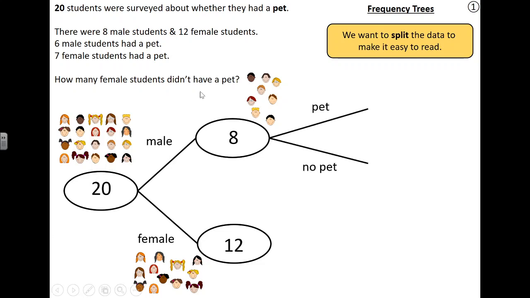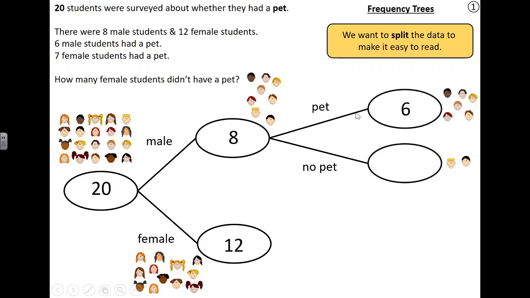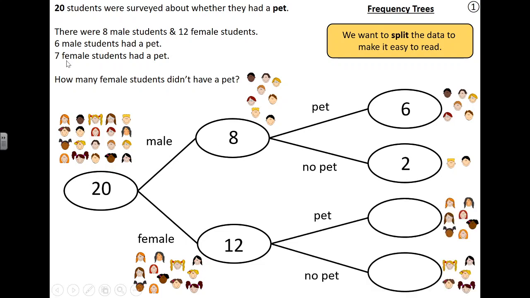Okay, so 6 male students had a pet. So this number here is whatever we add to the 6 to make it up to 8. So that means that 2 male students didn't have a pet. And we do the same with the female. So they either had a pet or they didn't have a pet. We were told that 7 female students had a pet. So this number here is whatever adds to 7 to make it up to 12, which is 5.